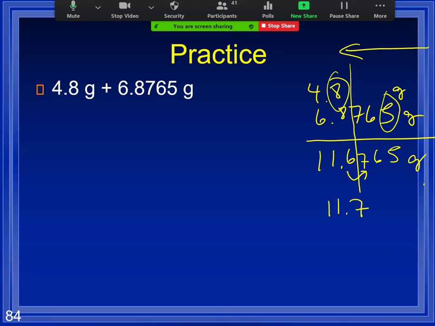If I'm not sure that's an 8, I have no idea what these digits are, so I can't include them in the answer. That's the idea. I have a question.